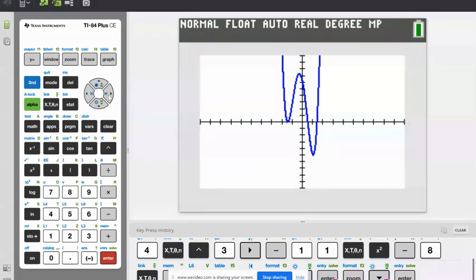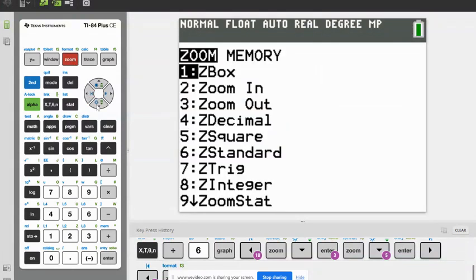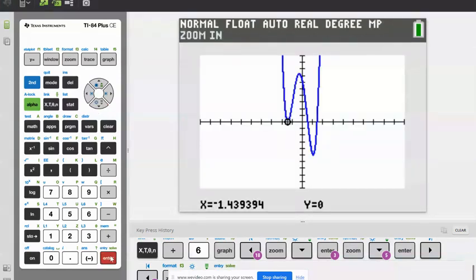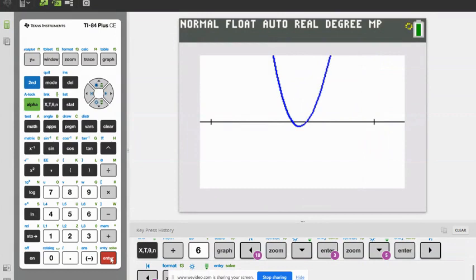All right, then you move your cursor to about where you want to zoom in. So I'm moving my cursor to the left. Are you with me? Isn't this about where we want to zoom in? So how do I zoom in? You go to zoom, then number 2, zoom in, enter, and then you press enter again. If you want to zoom in again, you press enter again. What if I wanted to zoom in again? What would I press? Enter again. All right, so this is just letting us know this is not a double root.